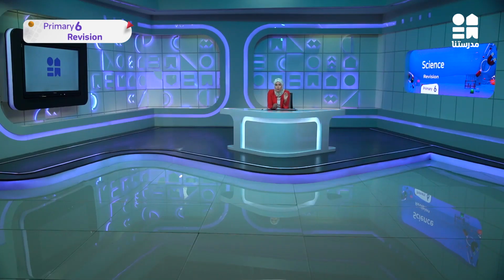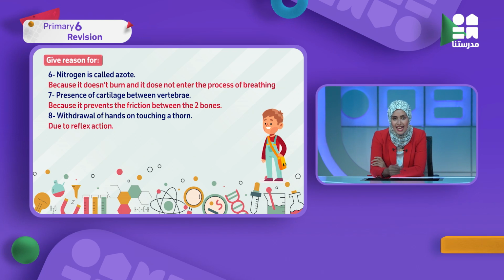طب ليه؟ Because stimuli means dangerous situation. So the nervous system protect us from harm by doing the reflex actions. So when I ask you, give reason for withdrawal of hand on touching a thorn دي كده stimulus due to reflex action. عايز تكمل هتقول which is automatic response to stimuli between brackets touching thorn. الستيمولاي بتاعتي هي touching thorn والريسبونس بتاعي هو withdrawal of hand.